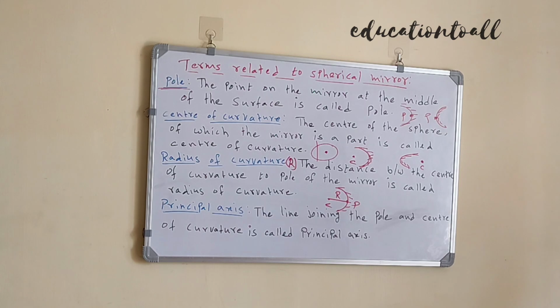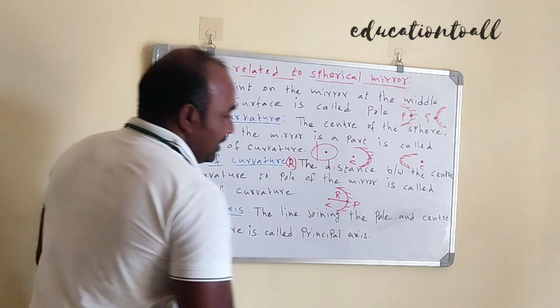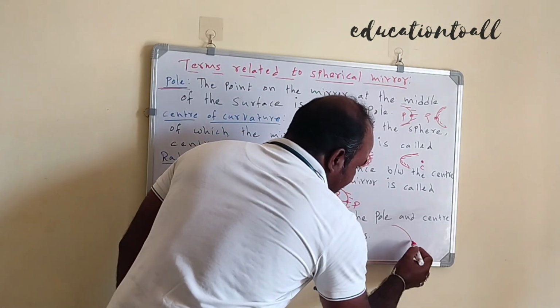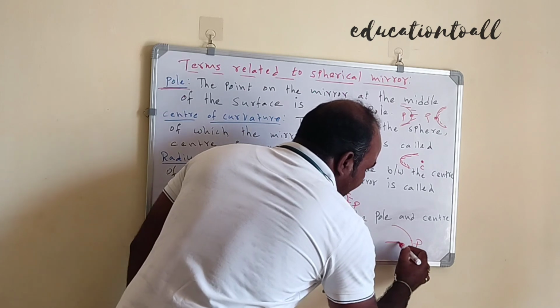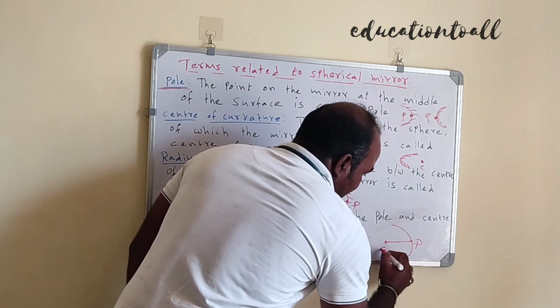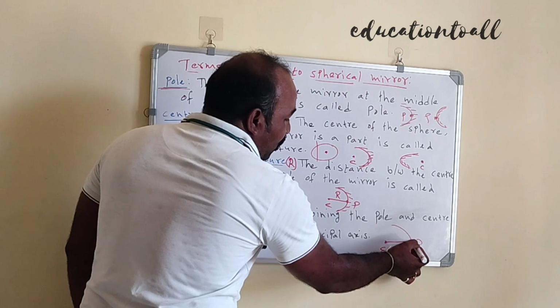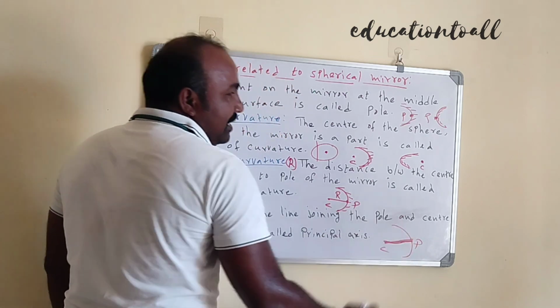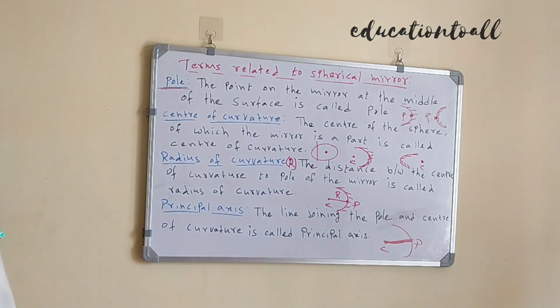Next, principal axis. The line joining the pole and the center of curvature is called the principal axis. So this is the pole, this is the center. The line from the pole to the center is called the principal axis.